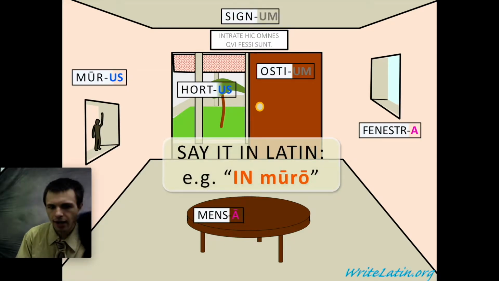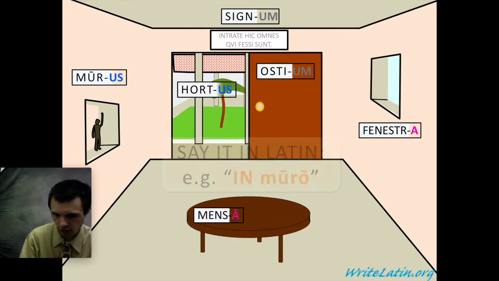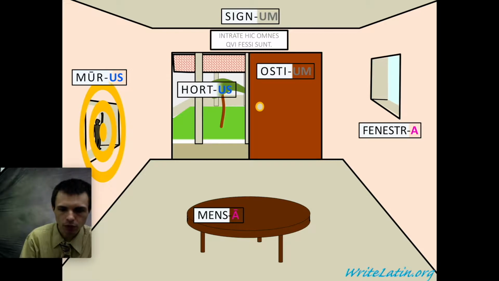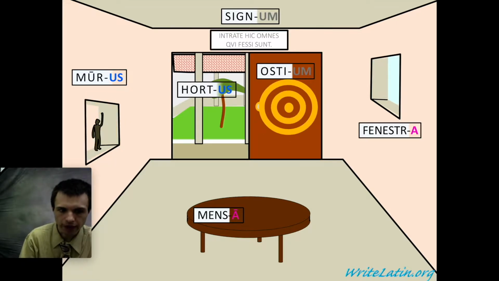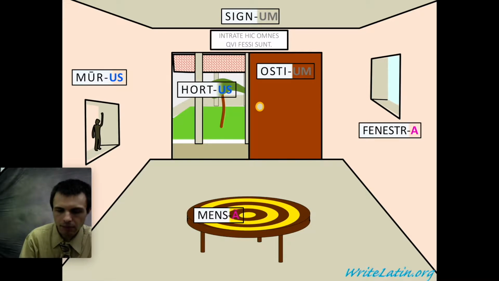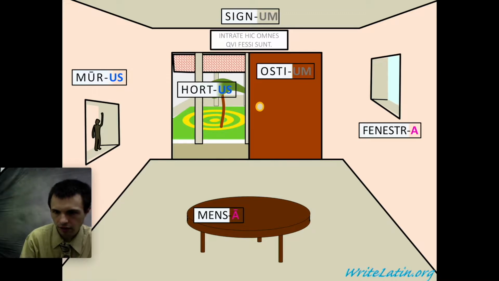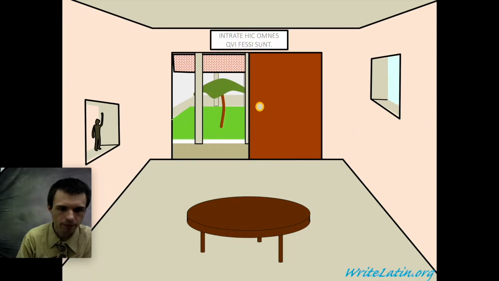All right, so this time we're going to do it not with directions, but we're going to say in or on each one of these objects. So how are you going to do that? Well, you're going to use in plus the ablative. Really simple. So this should be easy for you. Okay, so in muro, in ostio, like on the door, in mensa, like on the table, in horto, like in the garden, in fenestra, in the window or on the window, and then in signo, on the sign. So see if you can do that yourself. Go.